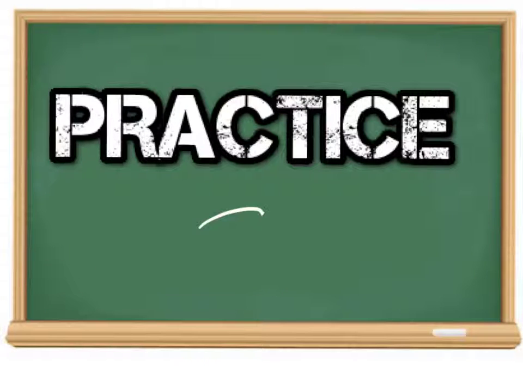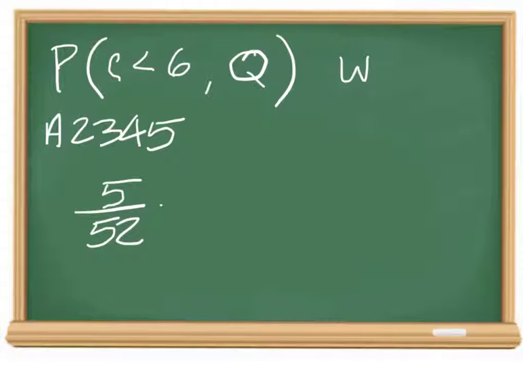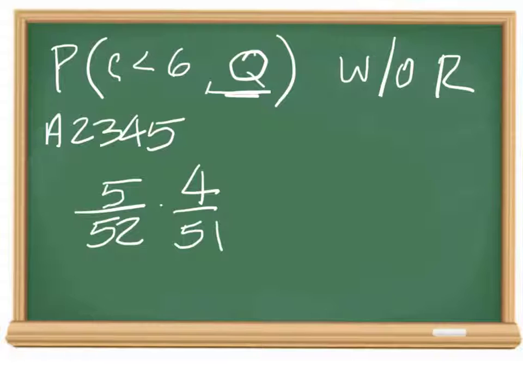Practice 3. What is the probability of drawing a card that is less than 6 and then drawing a queen? On the practice problem, we have an ace, 2, 3, 4, and 5 that are less than 6, so that's 5 cards out of 52. This is without replacement. So there are 4 queens out of 51 cards still remaining.